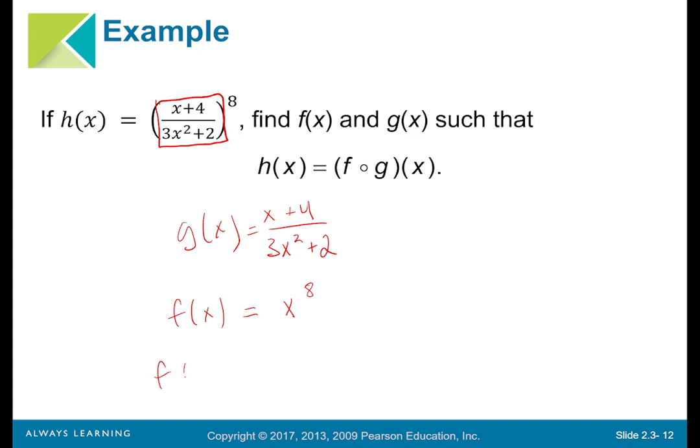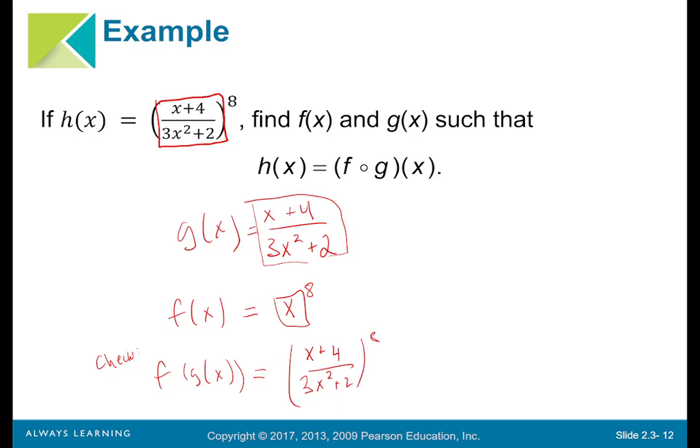And if I check f of g of x, so this is just a check step, I take all of my f of x and plug it in where I see my x. So that's x plus 4 over 3x squared plus 2, all raised to the 8. And so yes, that is exactly what we started with. These are the correct f's and g's to decompose h.